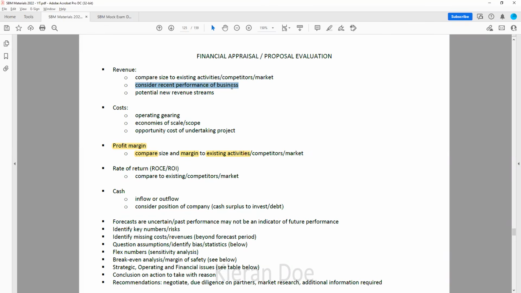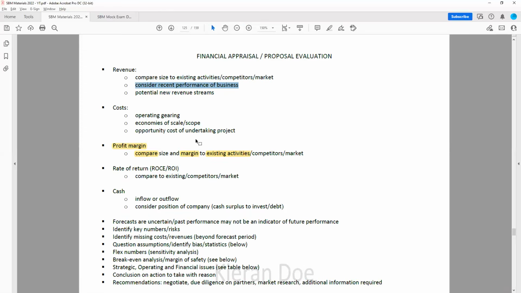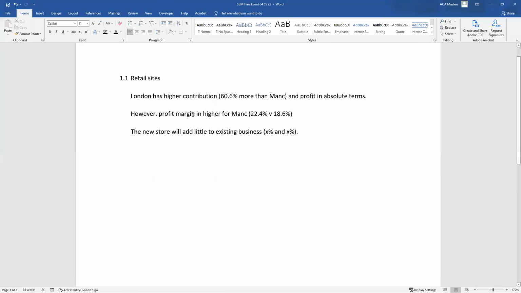You could consider it in the performance of the existing business. So you could say something along the lines of, this is an opportunity for the business to keep growing and capitalize on its growth. Although that's probably more relevant for when you're deciding to go ahead or not. This is kind of like a choice between the two. You could think about new revenue streams or additional revenue in the future.